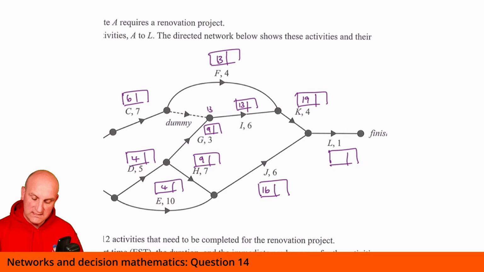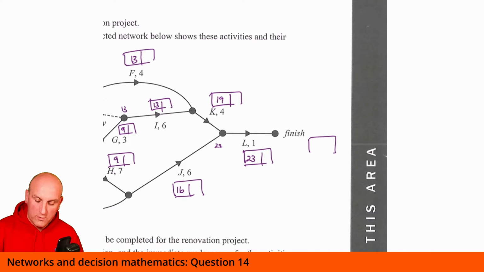I've got everything so far. 16 and 6 gives me 22. 19 and 4 gives me 23. L plus 1 gives me 24. So draw my one box at 24.